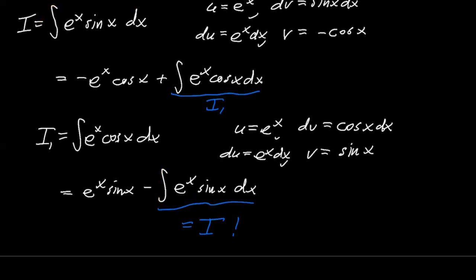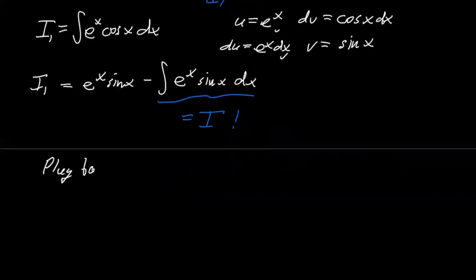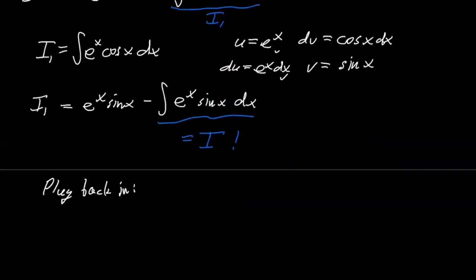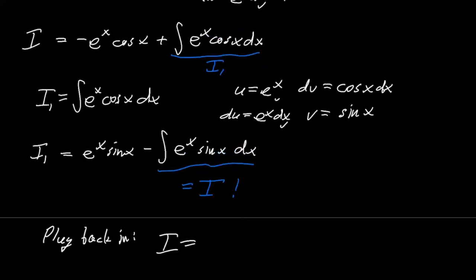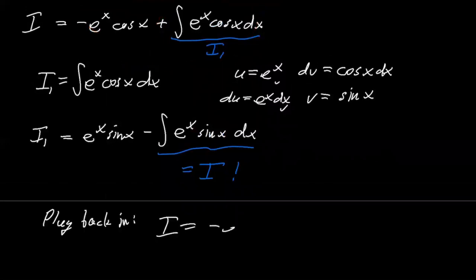Maybe it doesn't even seem like progress at all, but let's actually plug in this formula right here, and we will get I in terms of itself, which is the thing that's kind of crazy, right? We have I equals this, and we have I1 equals that. And so let's plug that in. So I up here at the top is this. I'm going to use this formula and then plug in for I1 right there. So that's minus e to the x cosine x plus I1, which is e to the x sine x, minus I.